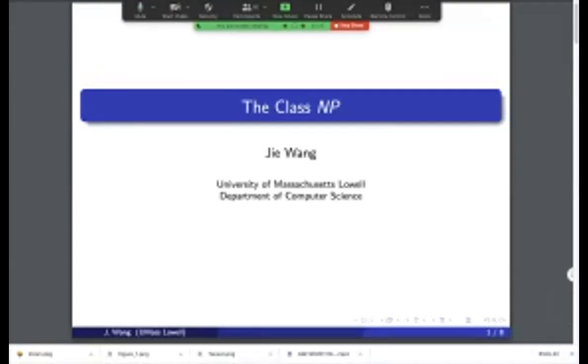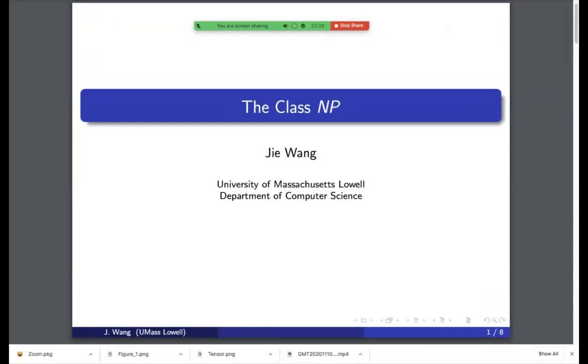Okay, start a recording. So in this video, we're going to look at a class NP. This is a non-deterministic counterpart of the deterministic version, which is P. Because of this non-determinism, it certainly makes problems much more difficult. Okay, so now let's first look at what this NP is.